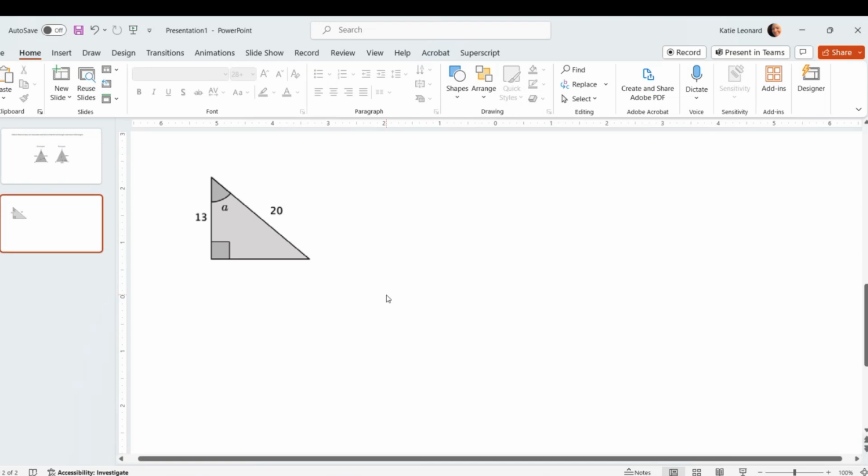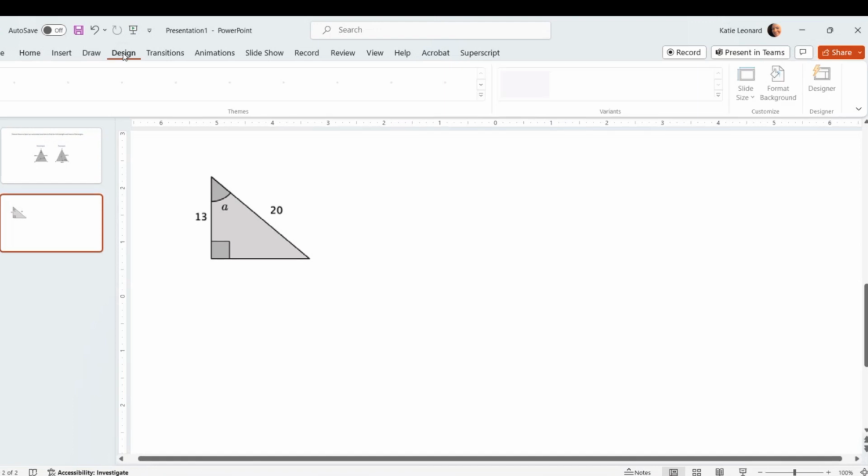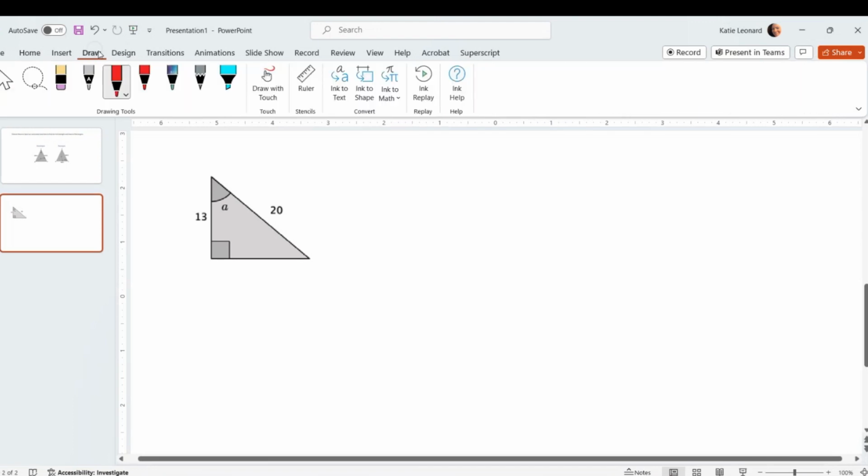In this video, we're going to try and find out what the angle measures are here. So we've spent a lot of time talking about how to find the side lengths, but now what if we're given the side lengths and we want to find out the angle measure? So here we're looking for angle A to start off with.